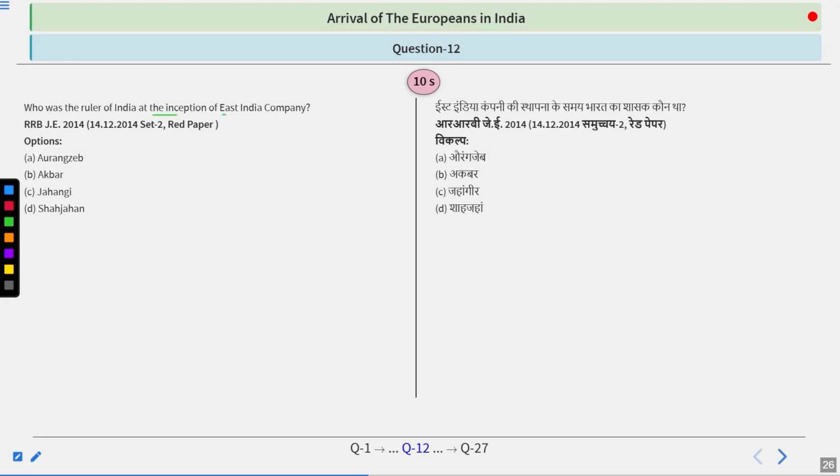Who was the ruler of India at the inception of the East India Company? Aurangzeb, Akbar, Jahangir, or Shah Jahan? So take your time.